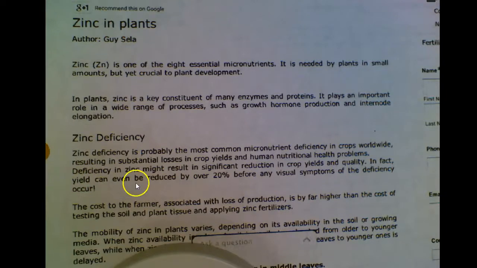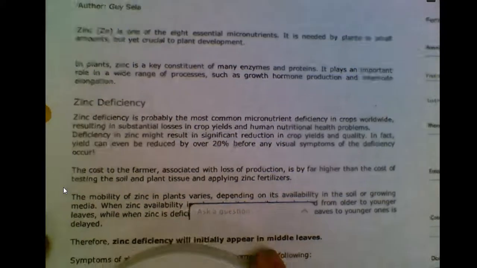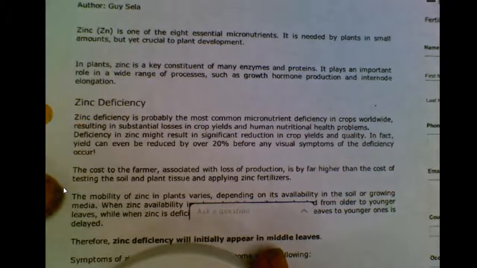So yield can even be reduced by over 20% before any visual symptoms of the deficiency occur. So it's good to have a soil test done, and again with a tissue test. It's very important. It says the cost to the farmer associated with loss of production is by far higher than the cost of testing the soil and plant tissue.